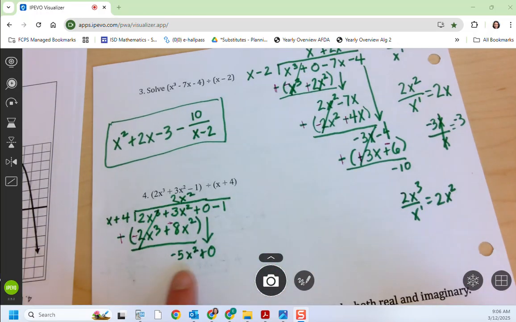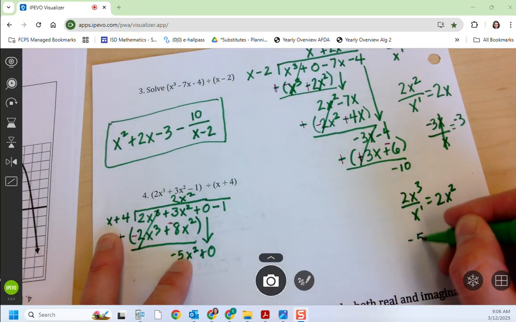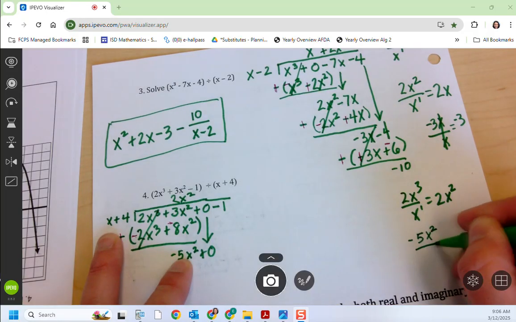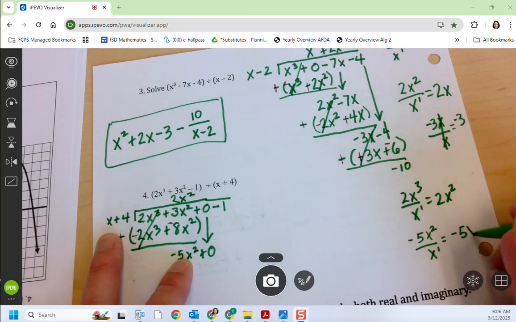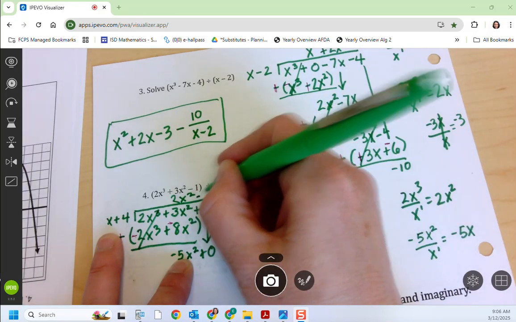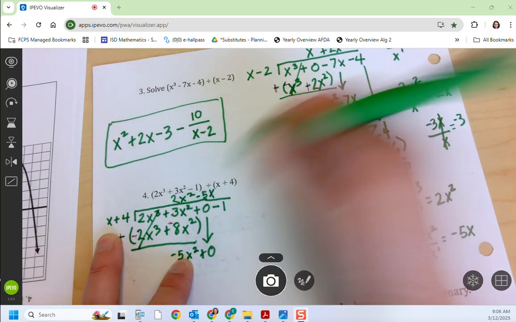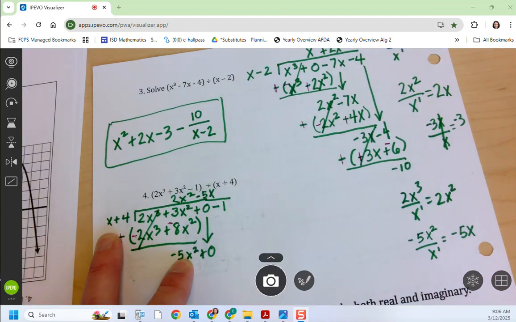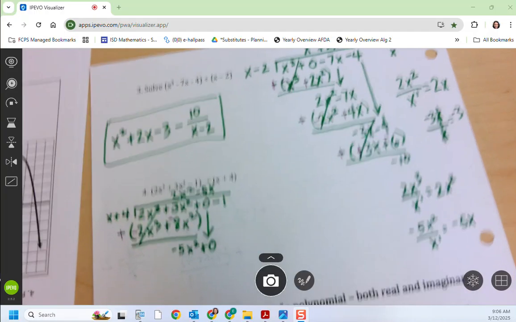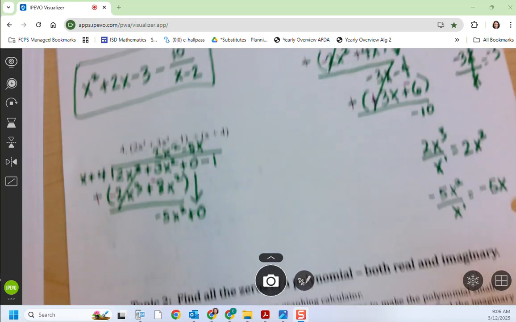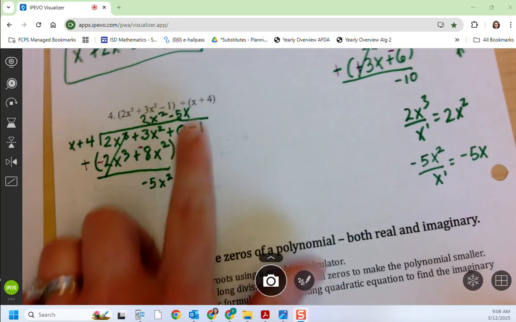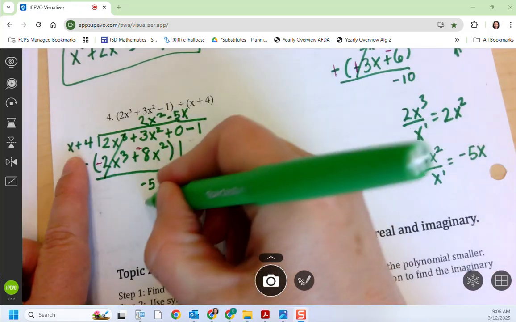Okay. First term divided by first term. So negative 5x squared divided by x is negative 5x. And that would go above its like term if it had a like term. This is where it goes. Negative 5x. Let me see if I can make that a little bit larger. Okay, negative 5x times x is negative 5x squared.